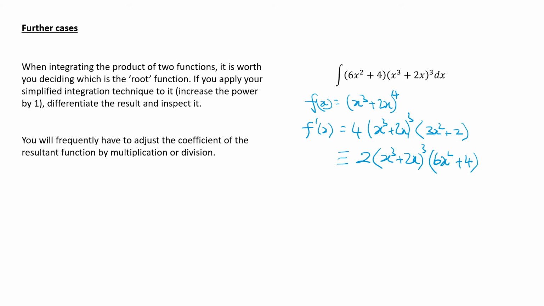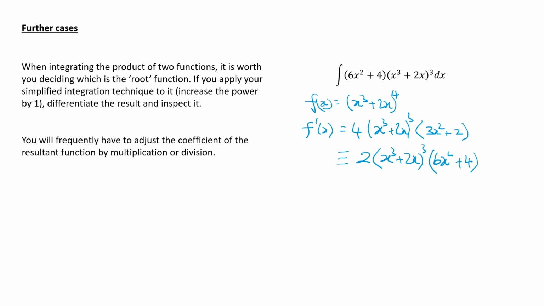Now I've got a factor 4 there, but that's identical to writing 2 times x cubed plus 2x to the power 3, and splitting my factor of 4 into 2 and 2, 2 times my 3x squared plus 2 will give me the 6x squared plus 4 that I need. So if I were to differentiate x cubed plus 2x all to the power 4, I would get 2 times the integral I'm looking for.